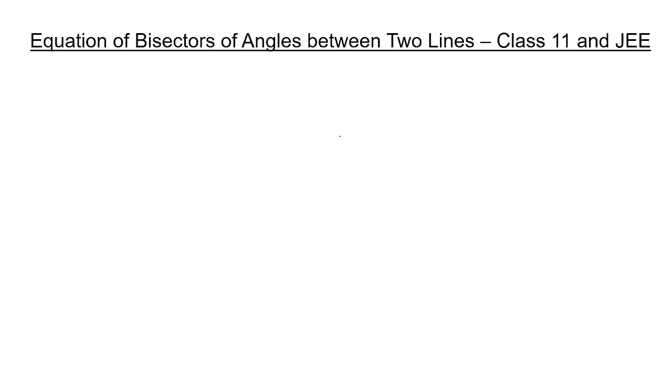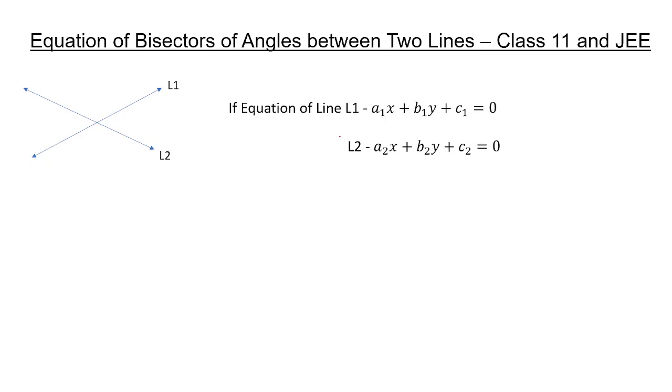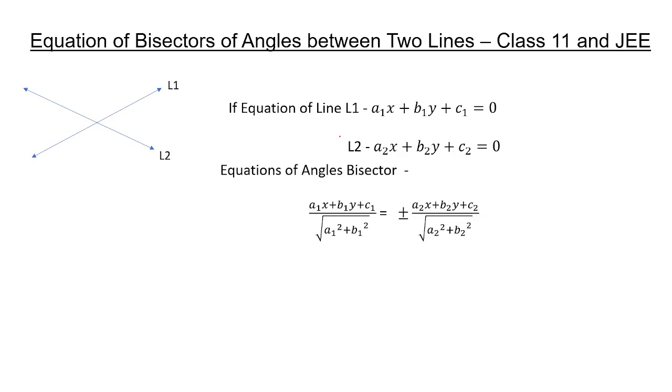Hello friends, today I will explain how to find the equation of angle bisectors between two lines. So let us assume that L1 and L2 are two lines, and the equation of the line L1 is a1x plus b1y plus c1 is equal to 0 and the equation of line L2 is a2x plus b2y plus c2 is equal to 0. Then what will be the equation of angle bisector between L1 and L2?